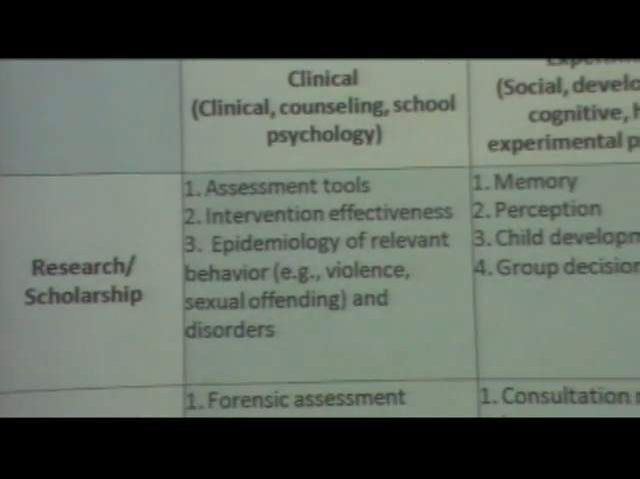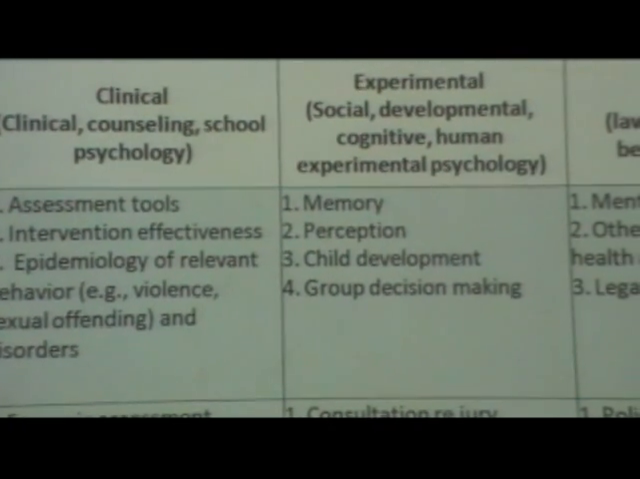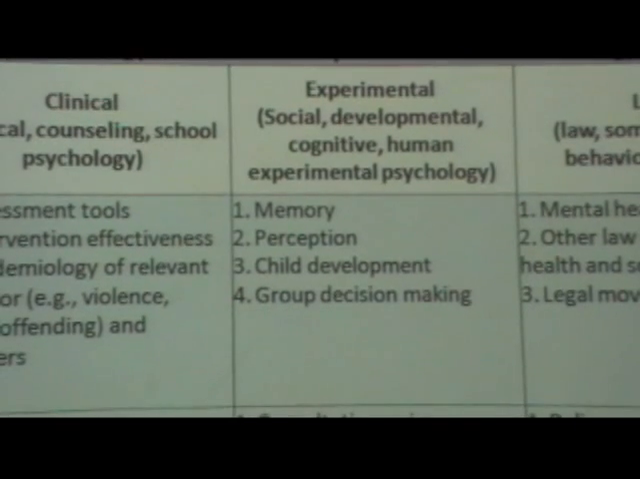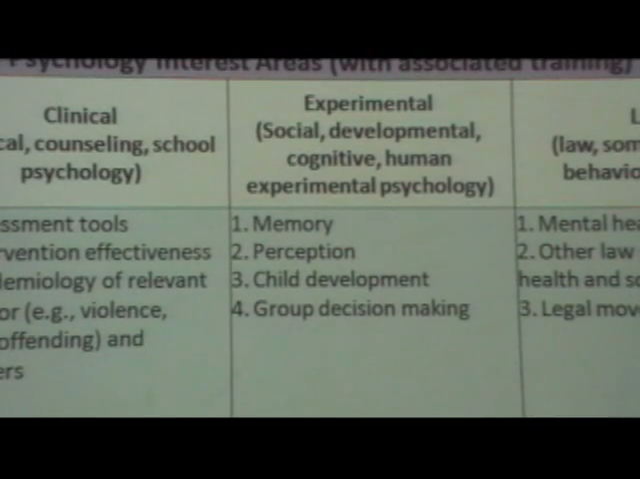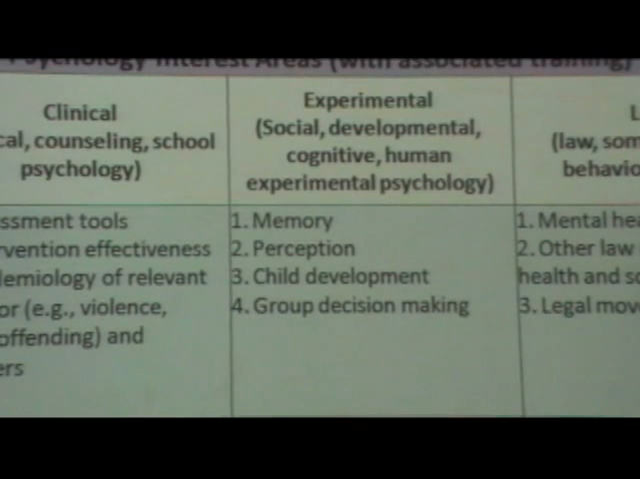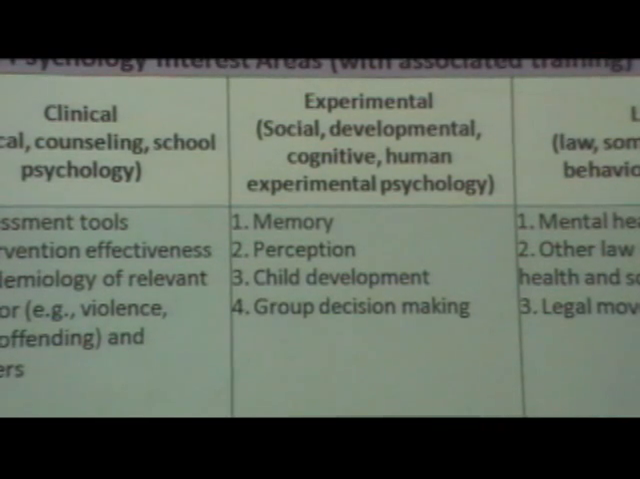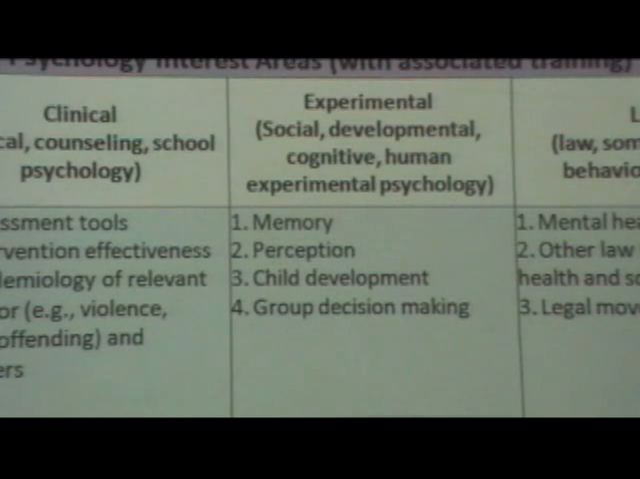The next category over here, which is experimental, social, developmental, cognitive, and human experimental psychology, is looking at the research process into phenomenon like memory, perception, child development, group decision making, anything that might have an impact on a legal decision is really open for research.